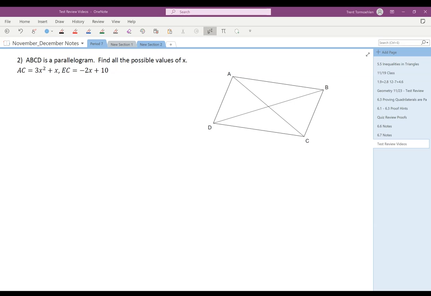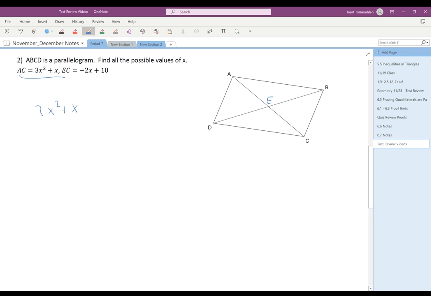Okay, for this one, we have ABCD as a parallelogram. We want to find out what x is. So we've got AC is 3x squared plus x. So AC equals that long diameter. And then E was supposed to be listed here as the intersection of the two diagonals.